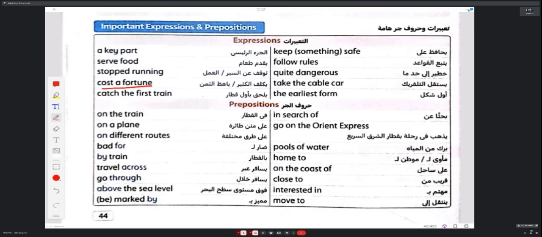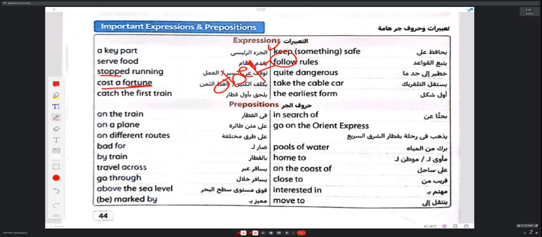A fortune. Furniture اللي هي الكابورد bed are furnitures but function. Okay, Luigi. Keep something safe, follow rules, quite dangerous, take the cable car, the earliest phone, in search of, go on the Orient Express, pools of water, home to, on the coast of, close to, interested in, move to. Thank you. Follow rules can be replaced by obey rules.